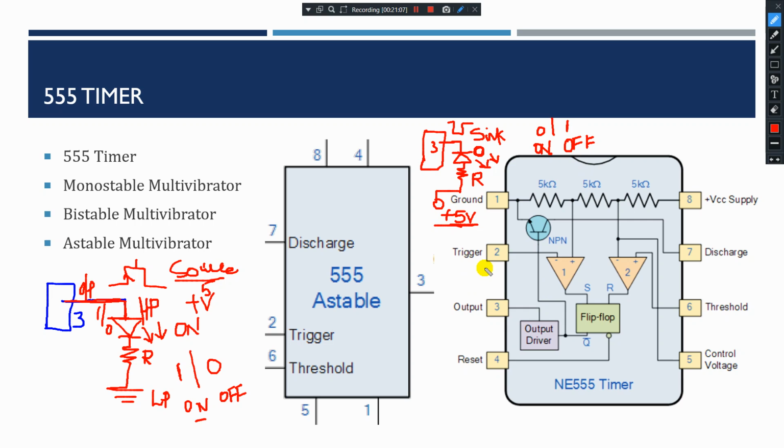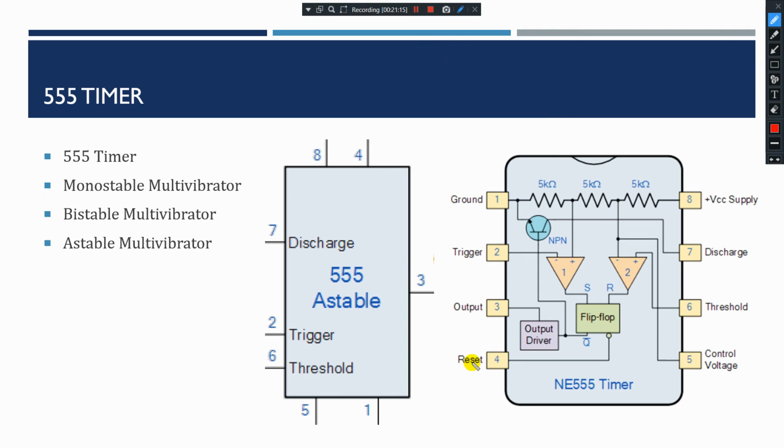Okay, coming to pin number 4, that is nothing but a reset. Pin number 4 is called a reset. In a flip-flop, this pin is used to reset the internal flip-flop controlling the state of the output of your pin number 3. This is always an active low input and is generally connected to logic 1.